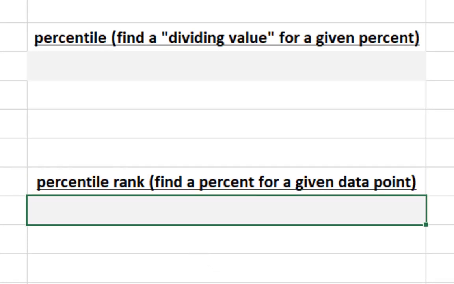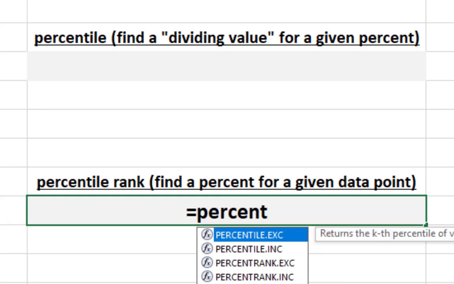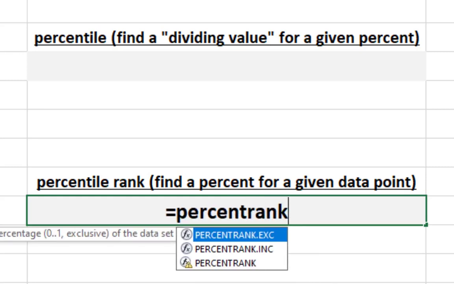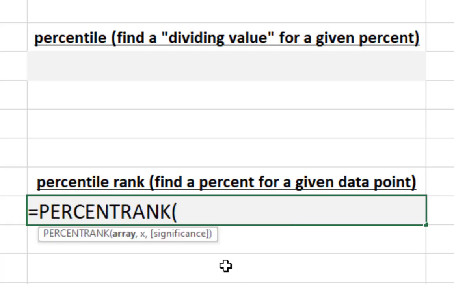So you're actually going to type equals, and the command for this one is percentrank. Now there are 3 different variants of this, and I don't want you to get too hung up on that. Again, I'll mention that towards the end. I'm just going to use the old school percent rank. Grab the entire data set, then hit comma, and then give it whatever value we're looking for. So we'll look at the 3 that you did in 6, 7, and 8.